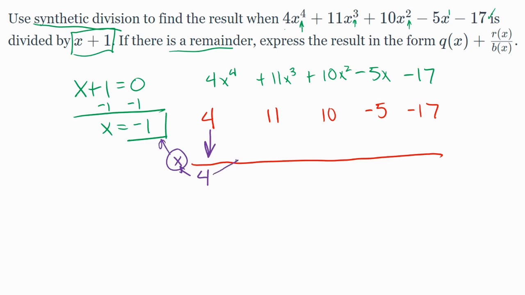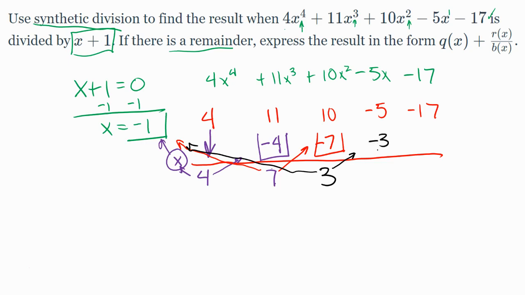And here, 4 times -1 should give me a -4. I add those coefficients, the 11 with the -4, and I should get 7. Then I repeat the process. I take the 7, times it by -1, and that should give me -7. Then I add with my 10, and that should give me 3. And repeat: 3 times -1, bring the answer over here, it should be -3. Add that together to get a -8.